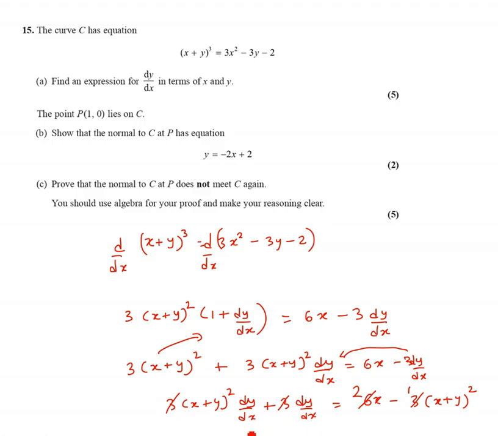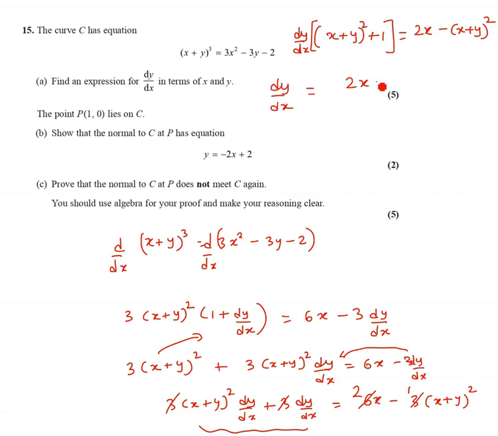Okay, now let's factorize this side. I'm going to write it at the top. So dy over dx in brackets (x plus y) whole squared plus 1 equals 2x minus (x plus y) whole squared. And then dy over dx will be 2x minus (x plus y) whole squared over (x plus y) whole squared plus 1. So that's the answer for the first part.